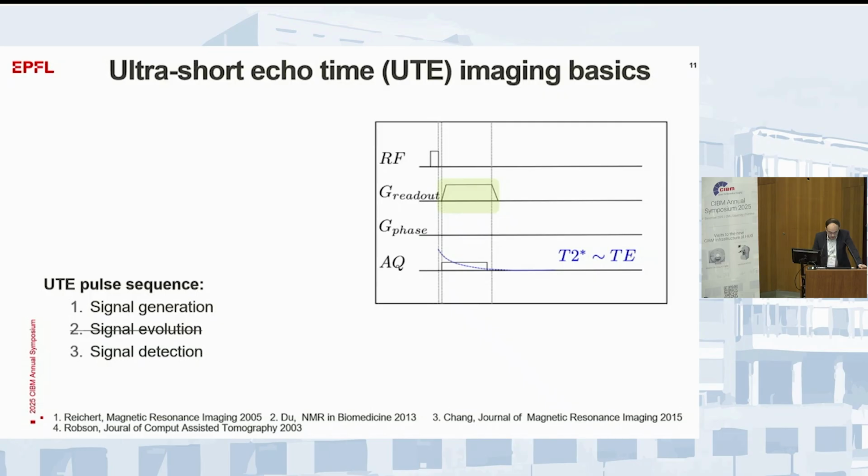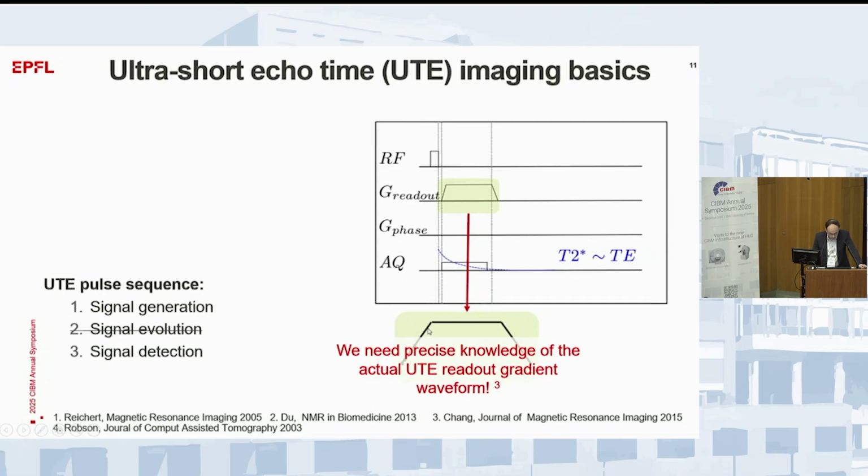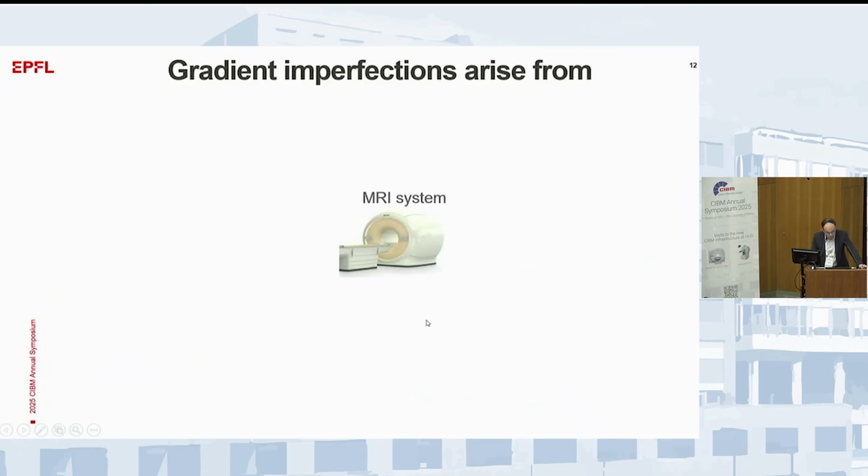And finally, you have to go very fast on the readout, as fast as possible, to minimize the echo time, and you sample during the ramp of the gradient, the trapezoidal gradient that you have as a readout. So in that way, when we are sampling over this ramp, we need to have a precise knowledge of the actual gradient waveform.